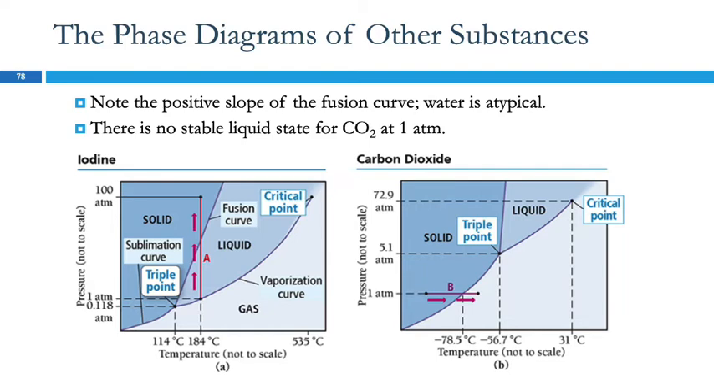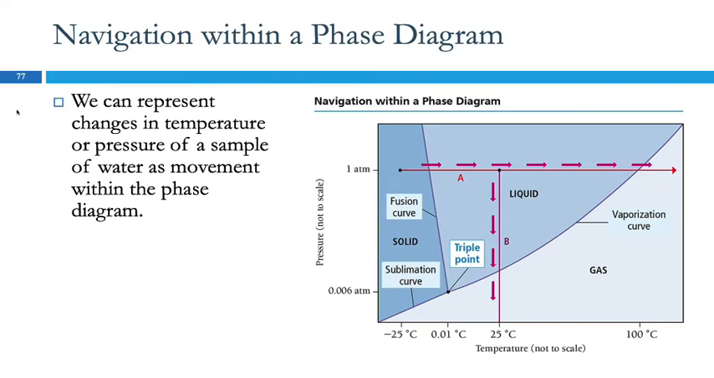So these are two other substances. This is iodine and this is carbon dioxide. And this is saying note the positive slope of the fusion curve. So the fusion curve is here. So that one has a positive slope, and this one has a positive slope. If we go back and look at water, water has a negative slope. That's weird. It's one of the many weird things about water.